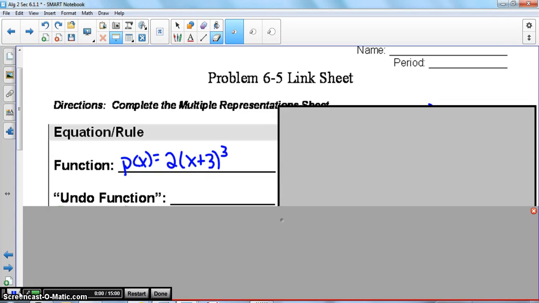Okay, today we are going to look at inverses. Sorry I could not be here today, but this video will help you get through the link sheets to look at inverses with multiple representations.